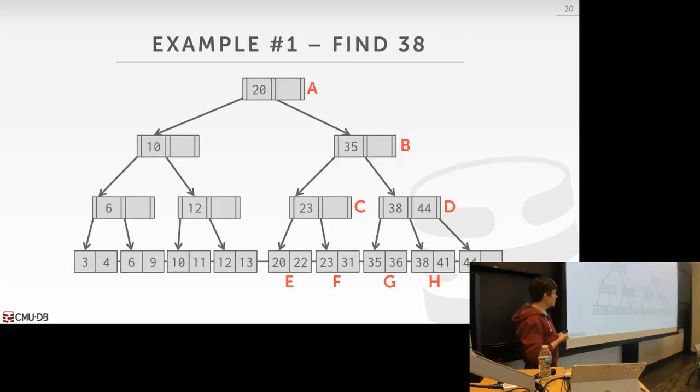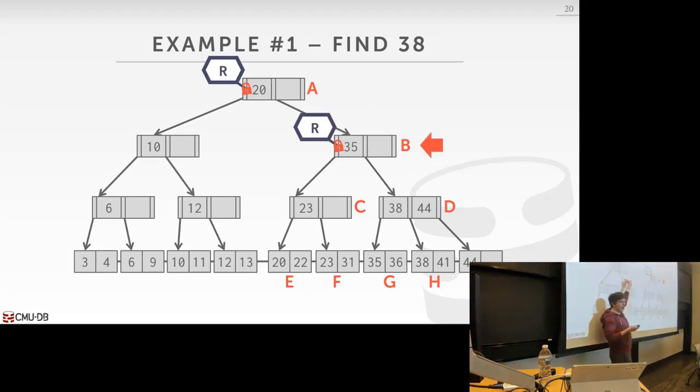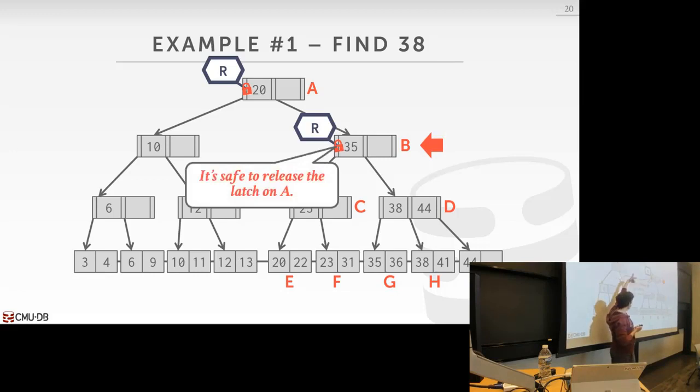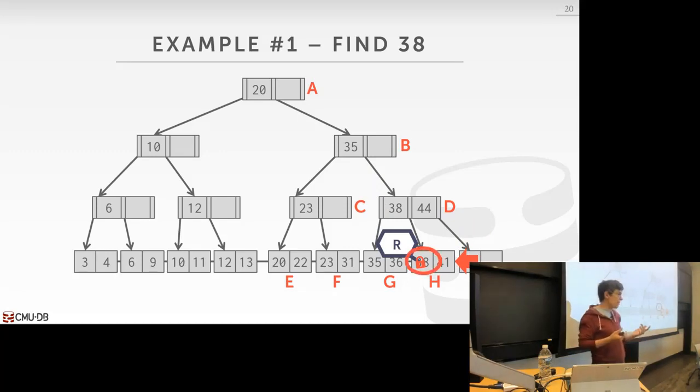So let's look at some examples. Find is super simple. I want to find key 38 at the bottom. My thread starts at the beginning. I get the read latch on A. I come down to B. Because it's a read-only operation, it's safe for me to release the latch on A. As soon as I get down to B, I can release the latch on A, and I'm good to go. Now I keep scanning down and do the same thing. Get to D, release on B. Get to H, release on D. Now I do my read, and I'm done. Pretty straightforward.